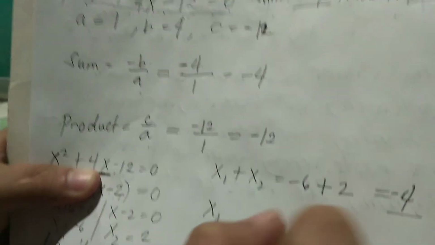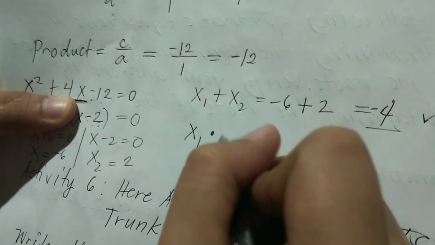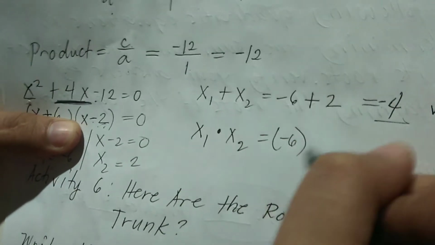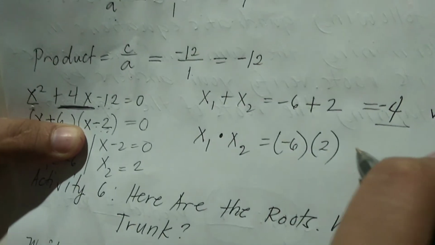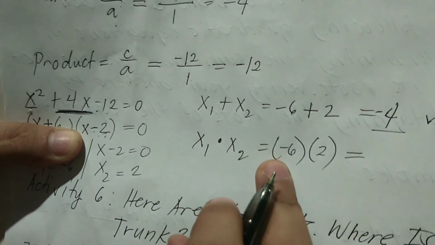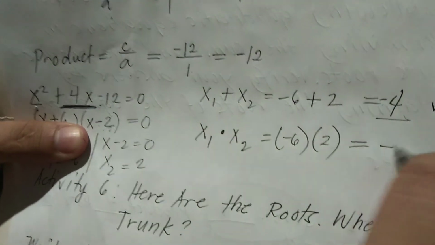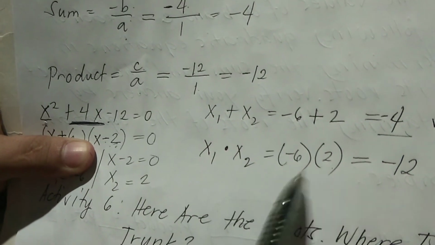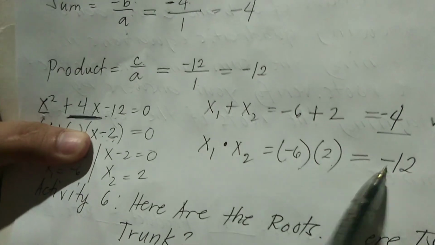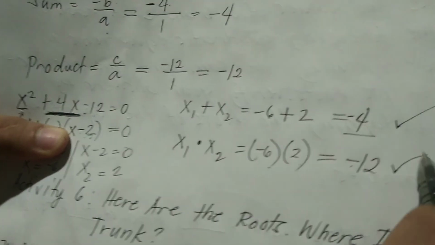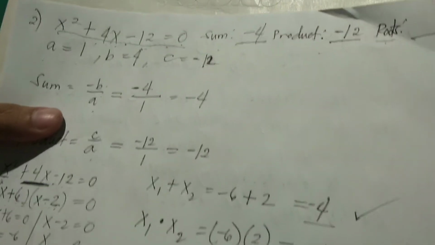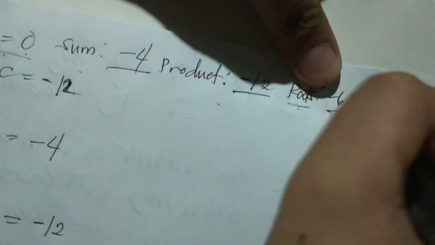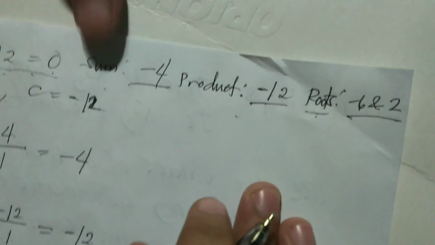And then, for the product, x1 times x2 is equal to negative 6 times positive 2. Negative 6 times positive 2 is negative 12. They have different signs, so the answer is negative. So, the product is negative 12. Correct. So, the roots are negative 6 and positive 2.